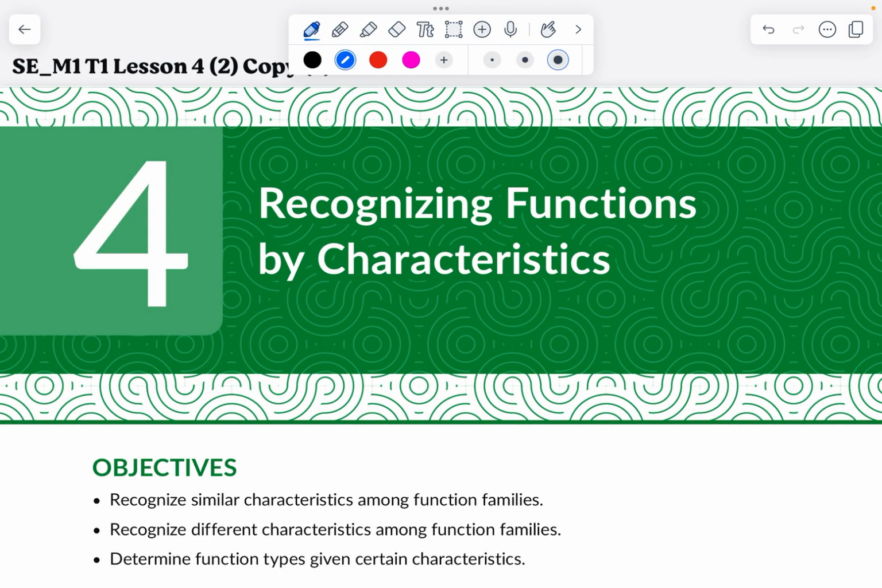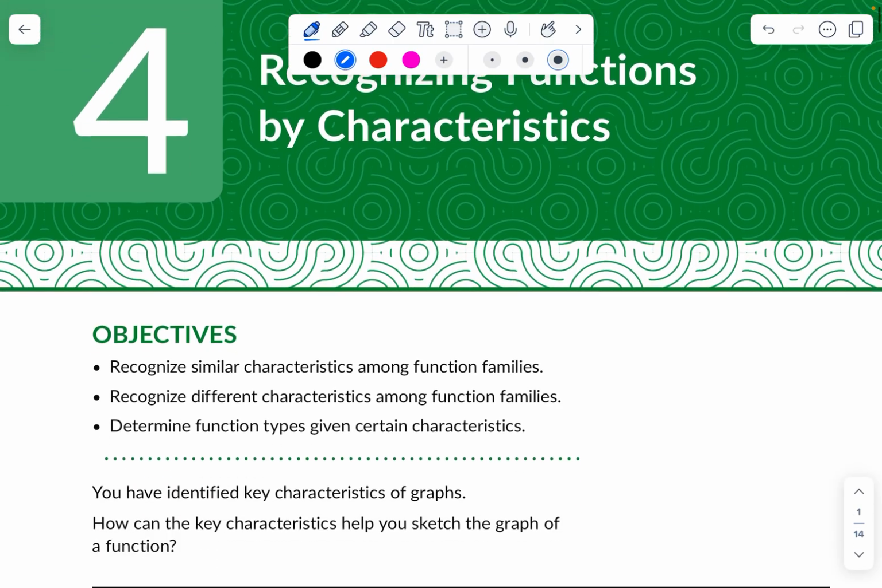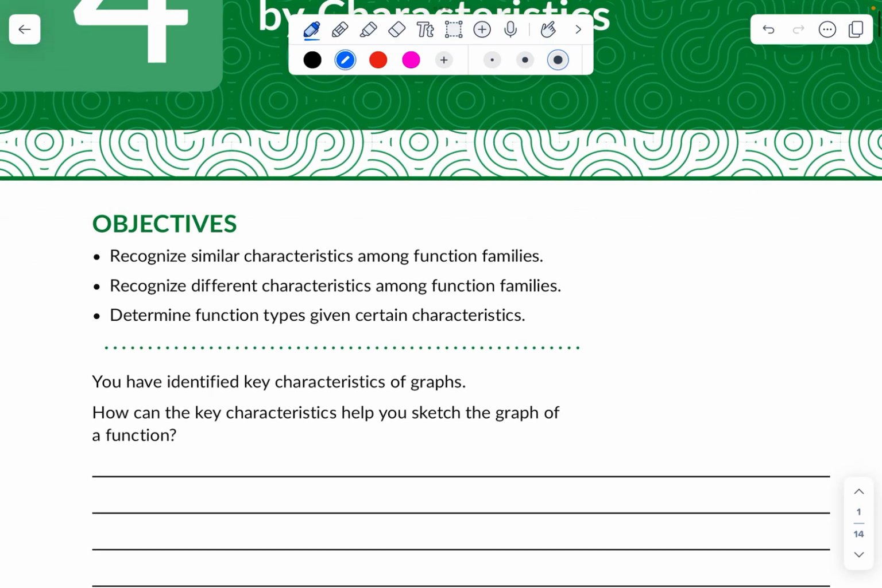Okay, today's lesson is lesson 4, recognizing functions by their characteristics. So here are our objectives. We want to recognize similar characteristics among function families, recognize different characteristics among the function families, and determine function types given certain characteristics. And so let's talk about what we already know.